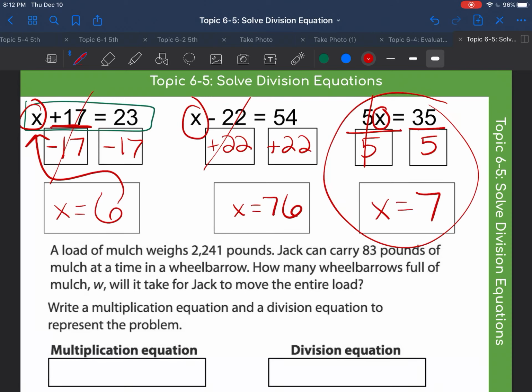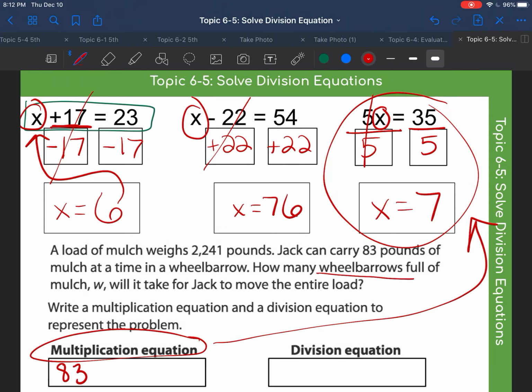All right, so write a multiplication equation and a division equation to represent the problem, okay? So your multiplication equation is going to look very similar to that format, okay? Because he can carry 83 pounds of mulch at a time, okay? And they want to know how many wheelbarrows full. So we don't know how many wheelbarrows full.